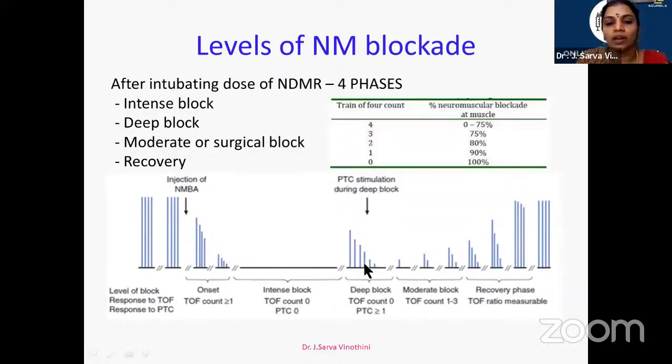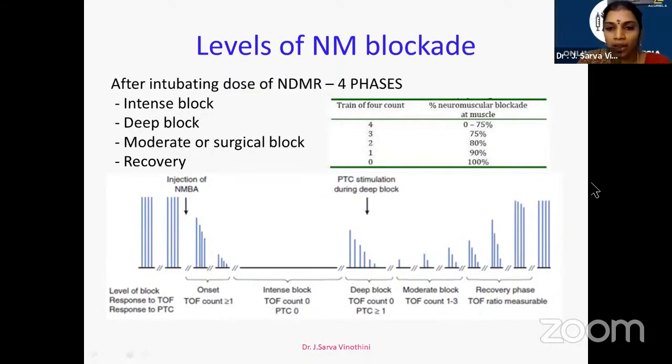intense. So when slowly the neuromuscular blockade wears off, we can see the post-tetanic count resume. At this point, there is no TOF ratio, but we can see some post-tetanic responses. So at this stage, the patient is said to be in deep block. So when we can't elicit any TOF count at all, we have to look for post-tetanic counts.